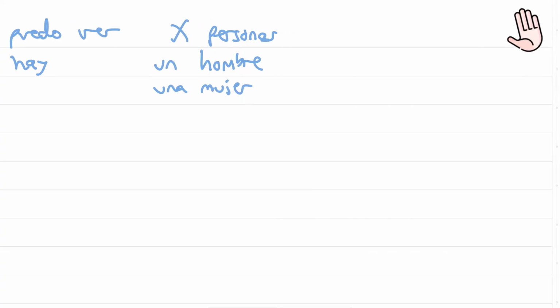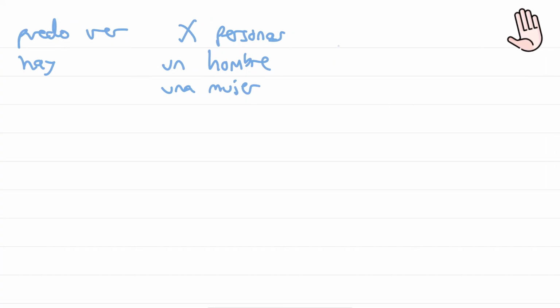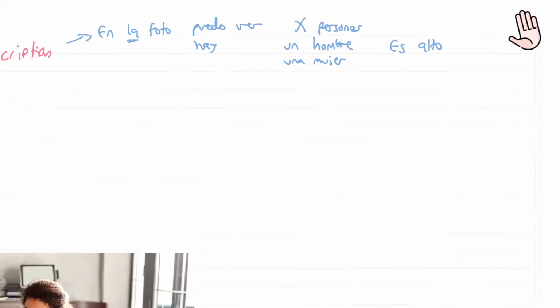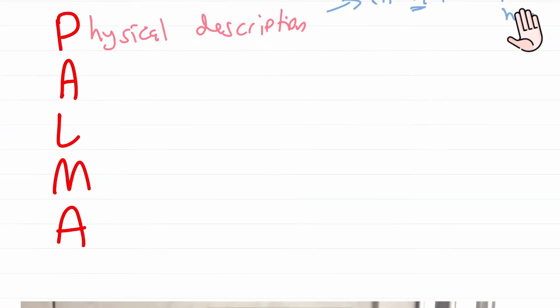You might describe appearance, so like height and age and that sort of thing. For example, soy is I am, I could say es alto, he or she is tall. So we're describing physically who and what we see in the photo.